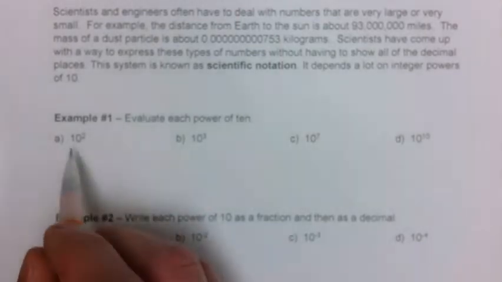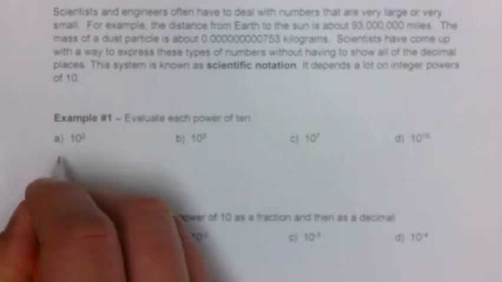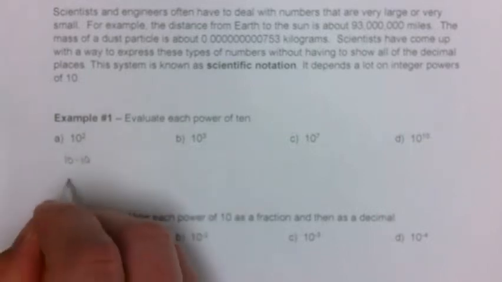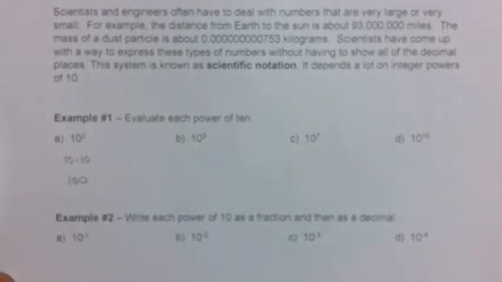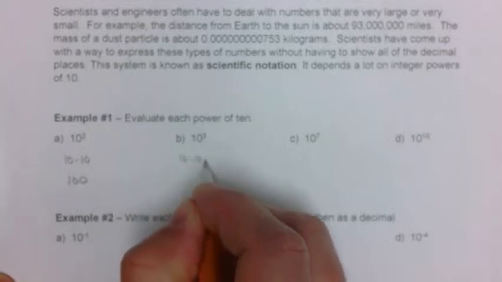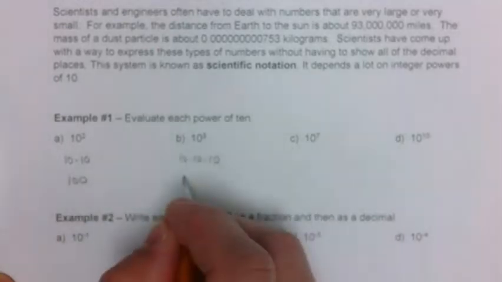Example number 1, evaluate each power of 10. 10 to the second power, or 10 squared. If we recall, that means to do 10 times 10, and that's just going to be 100. Letter B, 10 to the third power. Well, again, that's 10 times 10 times 10. 10 times 10 we said was 100. 100 times 10 is going to give us 1,000 when we do the multiplication.